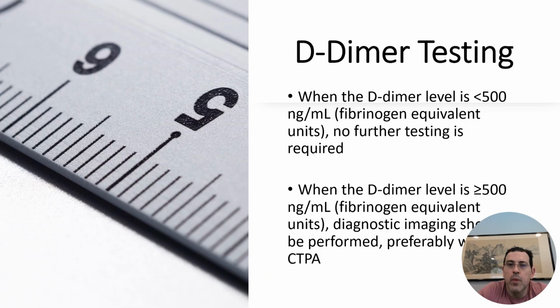Now, in reference to D-dimer testing, I could talk about more complicated things, such as age-adjusted D-dimer, but for the purposes of this talk, it's simpler to keep it binary. What I mean by that is that if you have a D-dimer level less than 500, then we're going to say that no further testing is required. And if an individual has a D-dimer level greater than 500, then further diagnostic imaging, such as the CTA, is required.